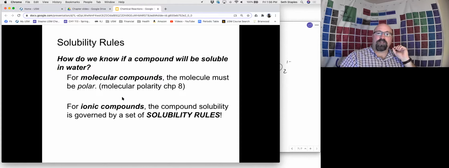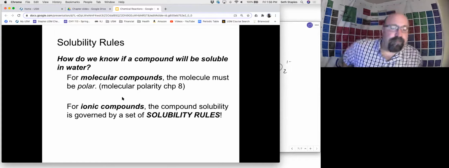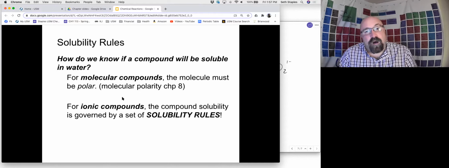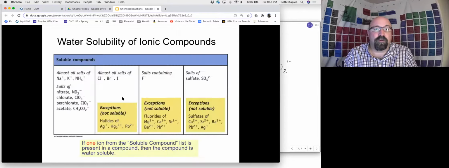Let's take a look a bit at the first one for the rest of this lecture. So one of the things, in order to know if an insoluble solid is going to form, we need to be able to identify what compounds are soluble in water and what compounds aren't. For molecular compounds, we have to look at what we call the polarity. And that's something that will be the focus of one of our units a little bit later in the semester. For now, we're going to focus in on ionic compounds, and whether something is soluble in water or not is governed by a set of solubility rules. So let's take a look at those.